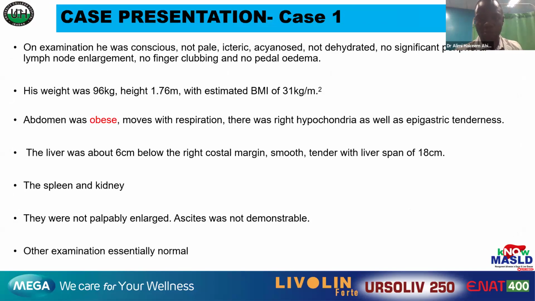The abdomen was moving with respiration. There was a right hypochondrial tenderness with also epigastric tenderness. The liver was about 6 cm below the right costal margin. It was smooth, it was tender with a span of 18 cm. The spleen and kidney were not palpably enlarged, and ascites was not demonstrable at the initial presentation. Other systemic examinations were normal.